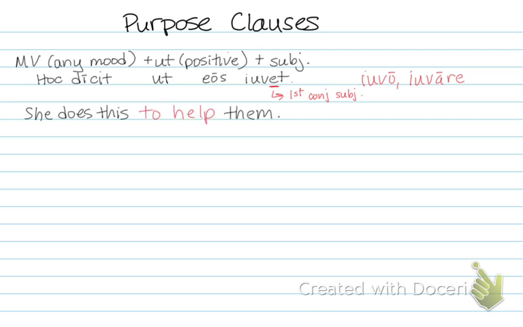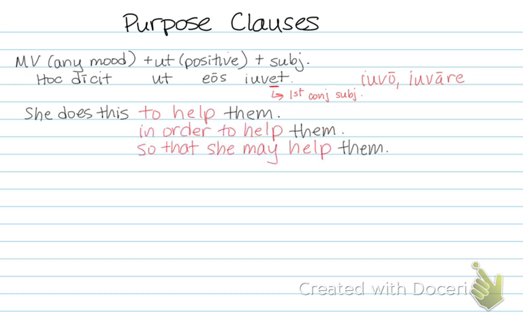There are many ways to do purpose constructions in English. Turns out there's a couple ways to do it in Latin as well. The first one that we're learning is ut plus the subjunctive. So she does this to help them is one example of an English purpose construction. She does this in order to help them. She does this so that she may help them. All of those are equally acceptable ways to render the Latin purpose construction into English.